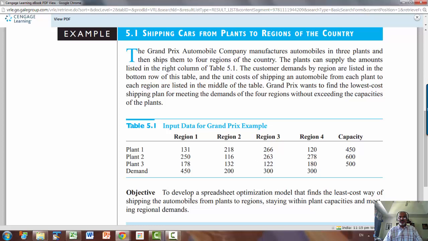So our objective is to set up a model and develop a shipping plan. How many units should be shipped from each of these 3 plants to each of these 4 regions, such that we stay within the capacities in terms of how many units we ship from the plants, and we satisfy the demand for these 4 regions. Okay. Now let's look at a network representation of this same problem.